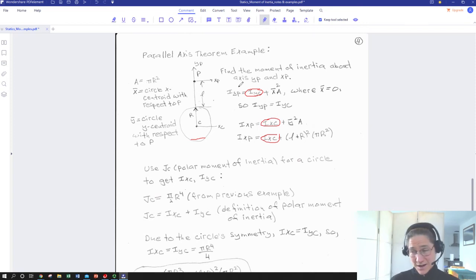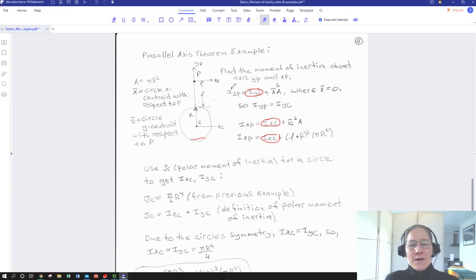Even if we didn't already have a formula that we had pre-derived for the moment of inertia about both axes through the centroid of our shape, it's usually easier to do the integration around the centroid. Just the mathematical expressions tend to be a little bit easier. So either way, we're golden.